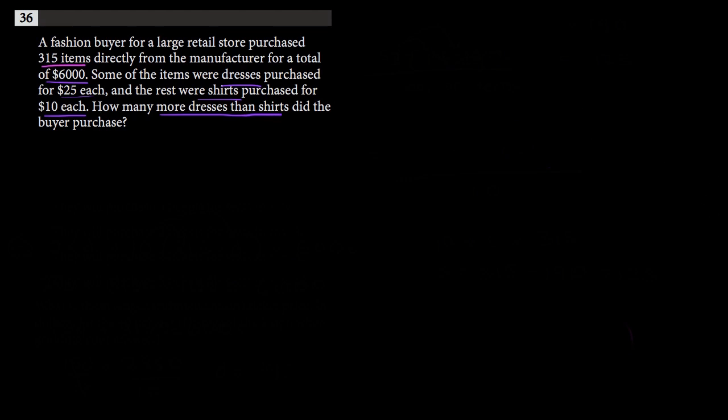Well, right off the bat, I know this is a simultaneous equations question. The reason why is because I can construct two equations. Let's say D is the number of dresses, and let's say S is the number of shirts. My first equation is going to be regarding the numbers of everything. They say the buyer bought 315 items in total, and only bought dresses and shirts. So the number of dresses, which is D, plus the number of shirts is going to be 315. Okay, that's our first equation.